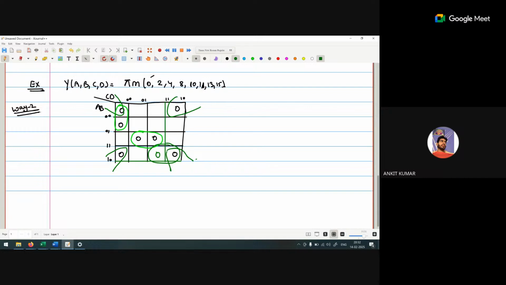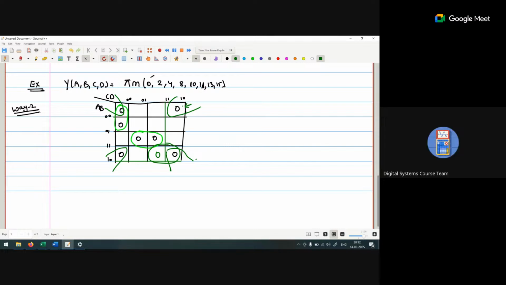Sir, can we also take a single group of zeros in cell 0010, right? Where you can take the single group? Sir, in cell 0010. This one. Sir, the topmost right side. Yes, right, this one, 0010. Okay.